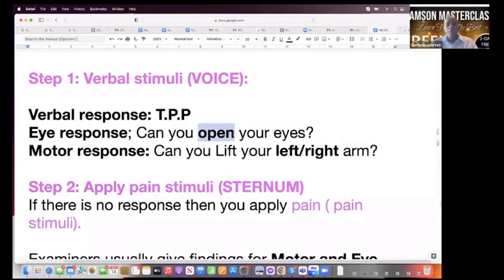Can you open your eyes for me, please? He opens his eyes. Can you lift your right arm? He lifts his arm. Now, the mannequin cannot follow your commands, so the examiner may tell you the patient is opening his eyes, or the patient is lifting his right arm, because the mannequin cannot do these movements. Sometimes you have no answers. If the mannequin is not replying to any of this because he's drowsy, unconscious and unresponsive, then what do you do?